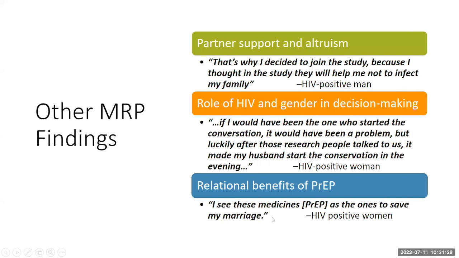And then finally, just the relational benefits of PrEP. There were quotes that made me very excited and sad at the same time. "I see these medicines as the ones to save my marriage." And the issue with this study and with some post-trial access issues is once PrEP was gone, there was a gap between the time when the study ended and when the national government rolled out PrEP. So people lost access to PrEP for a while. And there were quotes like, "If PrEP wasn't here, I'd leave my partner." So, heavy.